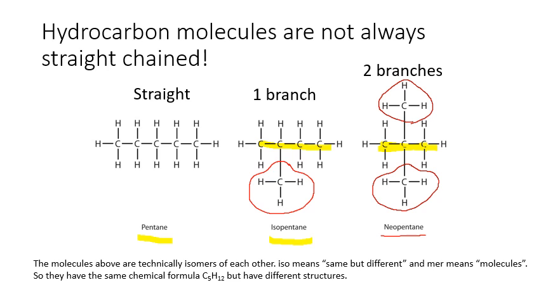The above molecules are technically isomers of each other. Iso means the same but different, and mer means molecules. So they have the same chemical formula, C5H12, but they have different structures. So if you were to add this molecule up, you'd find C5H12. If you were to add all the carbons and hydrogens up, you would get C5H12, and the same again with this molecule here, you would get C5H12. So they have the same chemical formula, C5H12, but different structures, and that's what makes them isomers. We are going to be learning about isomers in a future lesson, but I just thought I'd bring it to your attention just now.